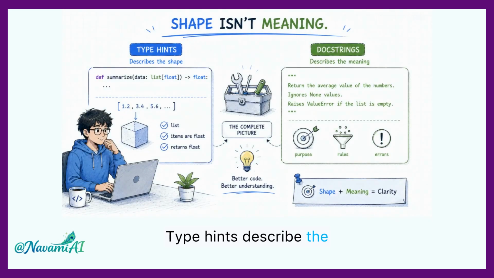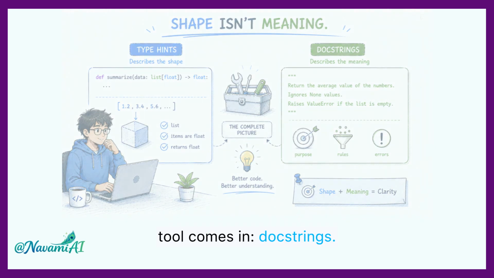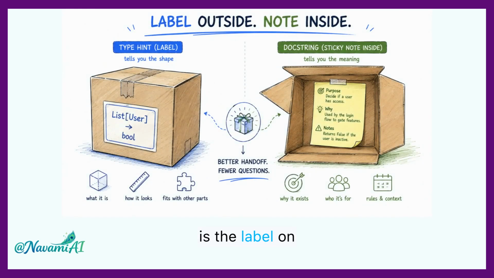Type hints describe the shape of your data, but shape isn't the same as meaning. That's where the second tool comes in: docstrings. If a type hint is the label on the box, a docstring is the sticky note taped inside, explaining why the box exists in the first place.